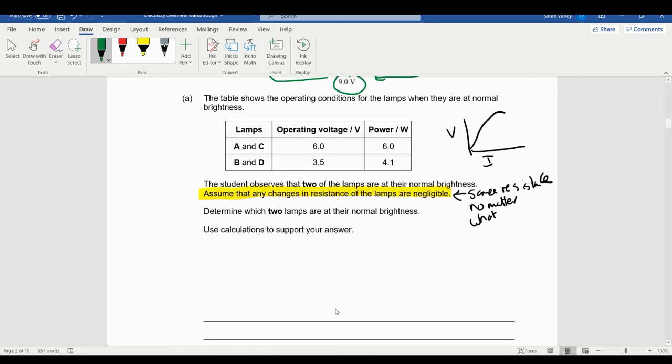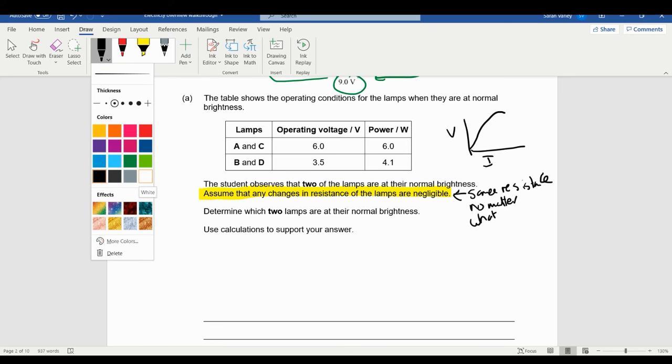And the biggest hint you had was this section here: assume that any changes in resistance are negligible. So they're giving you a hint by mentioning resistance. So what I'm actually going to use is this information to work out what their resistances normally are.